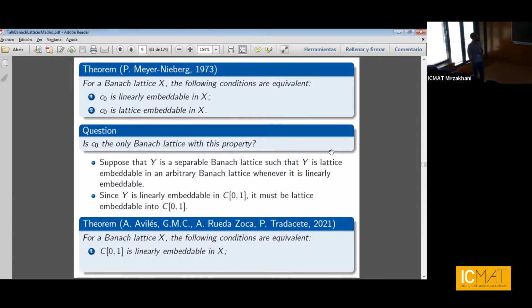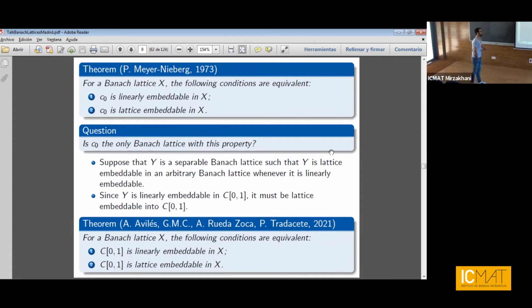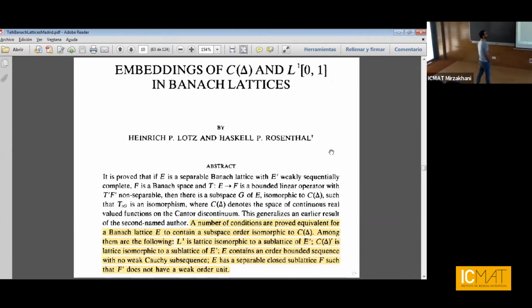We prove that C of the unit interval is lattice embeddable into a Banach lattice if and only if it is linearly embeddable into the Banach lattice. So I want to focus on this theorem. I'm going to explain the main ingredients of the proof. It uses several nice results of Banach lattice theory. In particular, the main motivation for this theorem is this paper of Lotz and Rosenthal, where they study different kinds of embeddings of C of the Cantor set and capital L1 into Banach lattices.